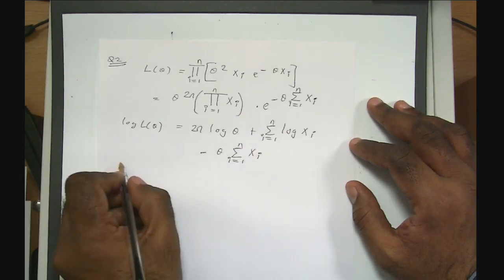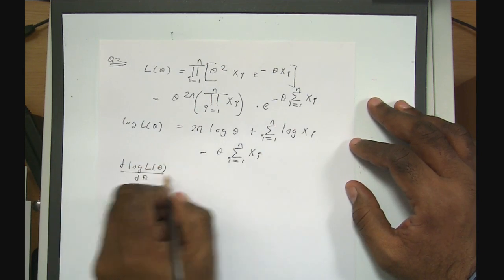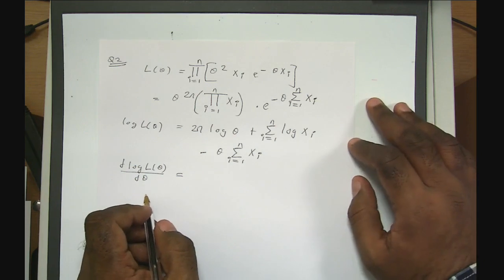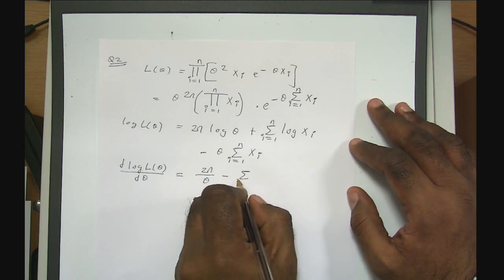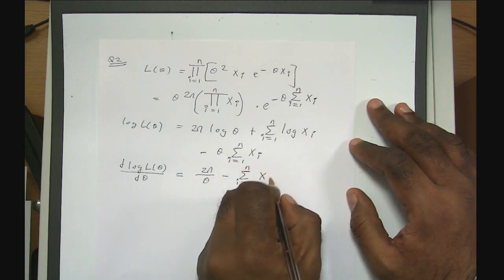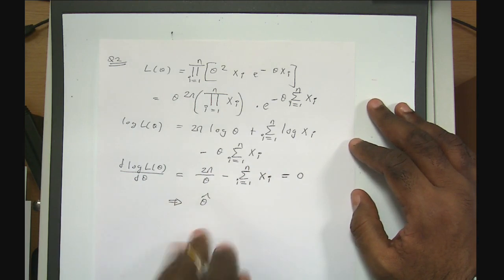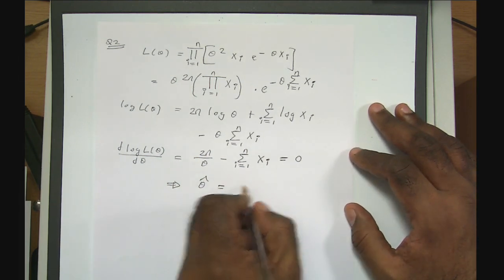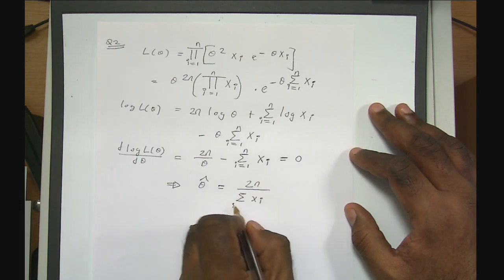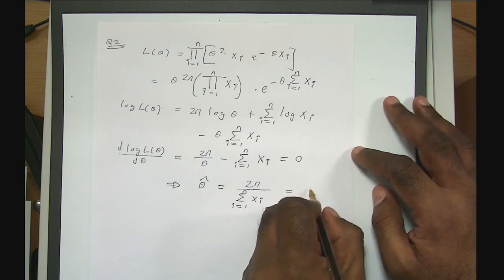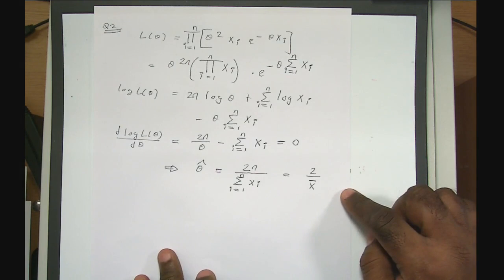Right, and the next step is to take the derivative with respect to theta. Theta is the only parameter. So you get 2n by theta minus the sum of xi. Set this to 0, guys. You get the solution that theta hat equal to 2n by sum of xi, which can also be written as 2 divided by x bar. X bar is the sample mean, guys, right?